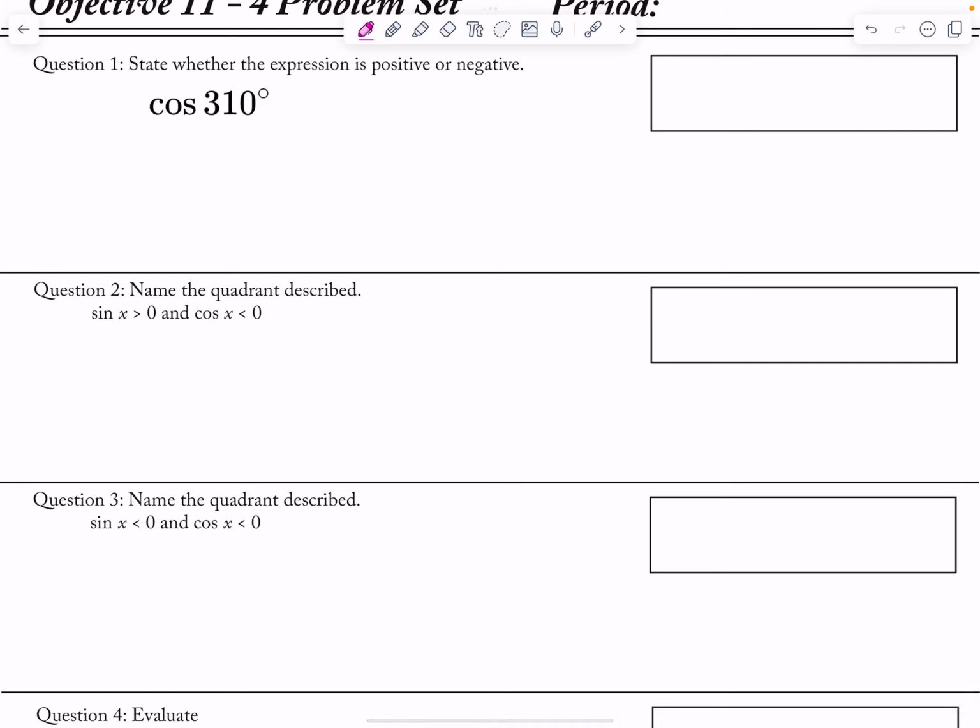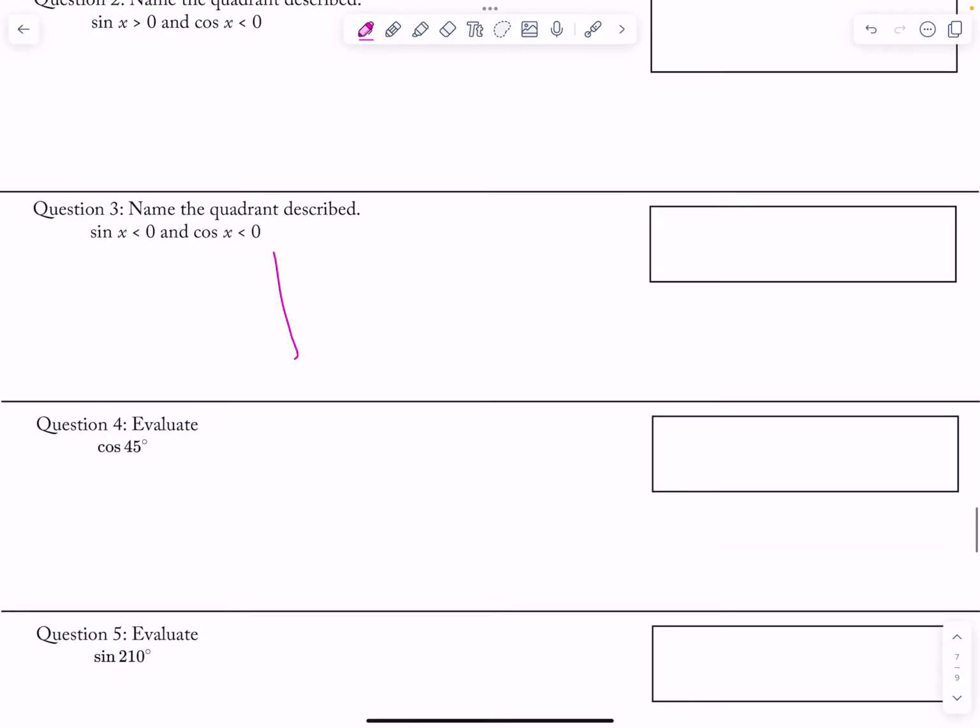Okay, so now let's look at the odd numbered questions. So 310 degrees is in quadrant 4, and then cosine is positive. So this will be positive. Skipping 2, going to 3.